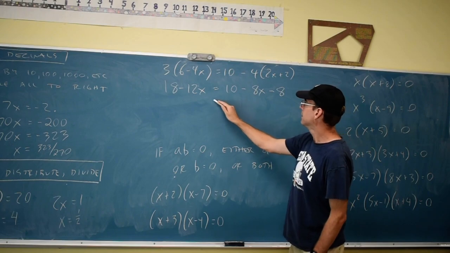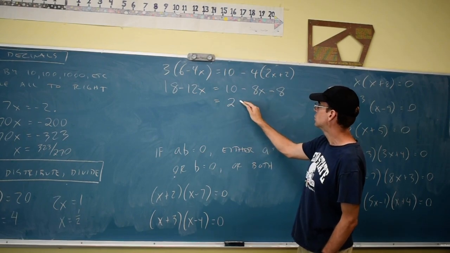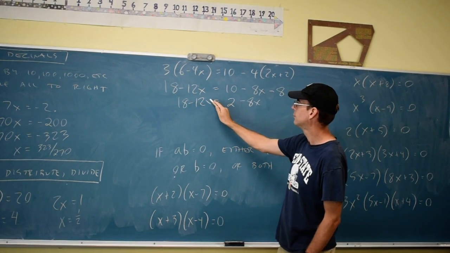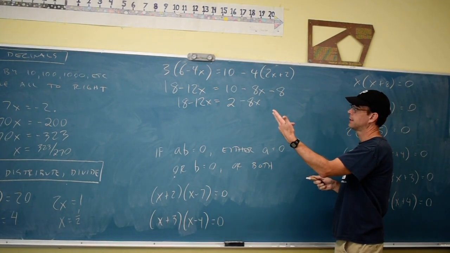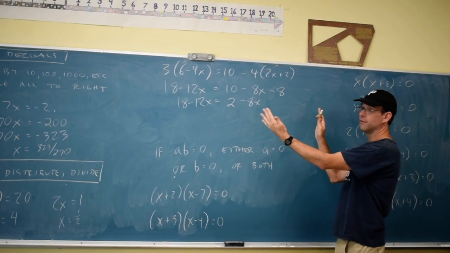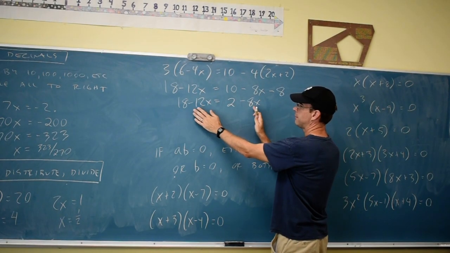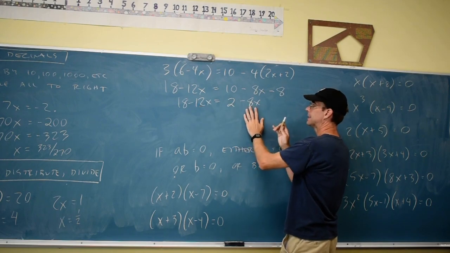Then, like terms, 10 minus 8 is a 2. I'll leave the rest of this alone. So distribute is 1, like terms is 2. Having a variable on each side to manage that is 3. So if I want to get rid of this, I'd add 12x. That is what I'm going to do. To get rid of this, I'd add 8x.